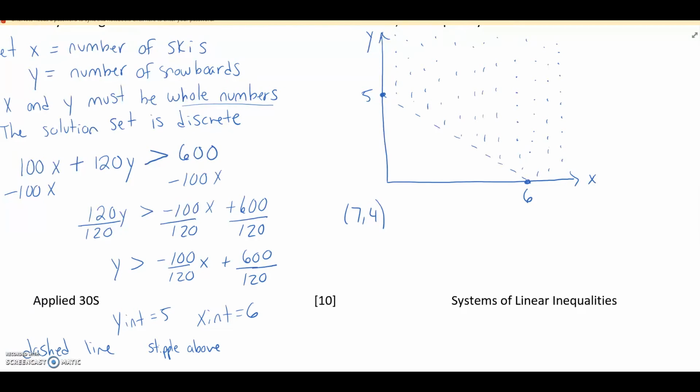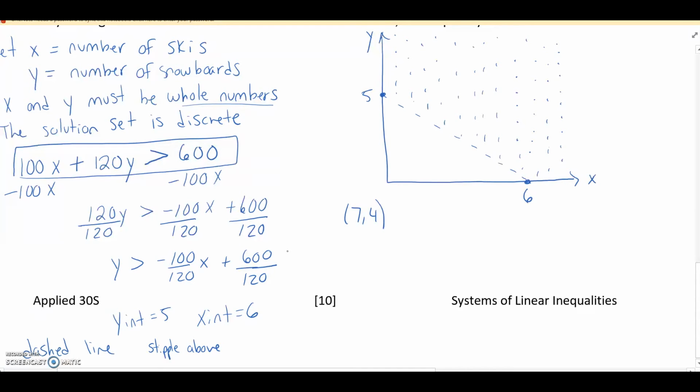That means I'm choosing 7 pairs of skis and 4 snowboards for my daily sales. And I want to see if that is going to actually make this inequality here true, right? That still has to hold true.